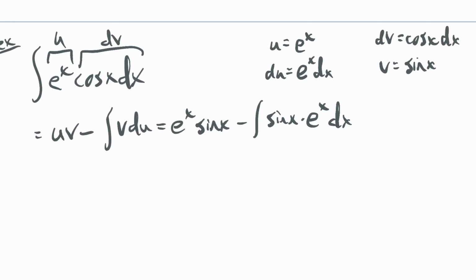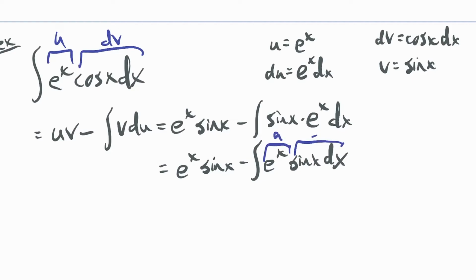So I guess I'll change colors here. I kind of meant to have these in blue as well, just so they stand out. That's fine. So again, what I'm going to do is I'm going to change the order. I need to switch the order of these factors. So this equals e to the x sine x minus the integral of e to the x sine x dx. Okay. So we're going to say that this is a, and this is db.